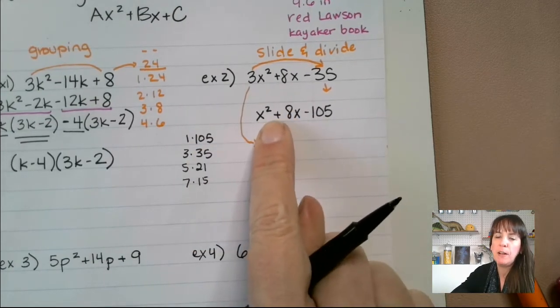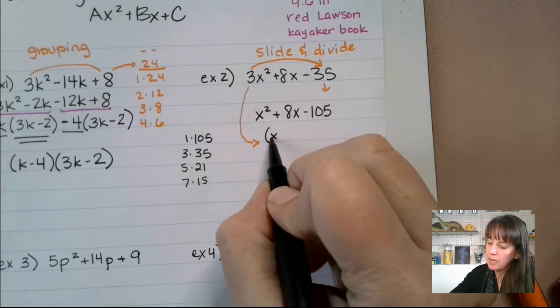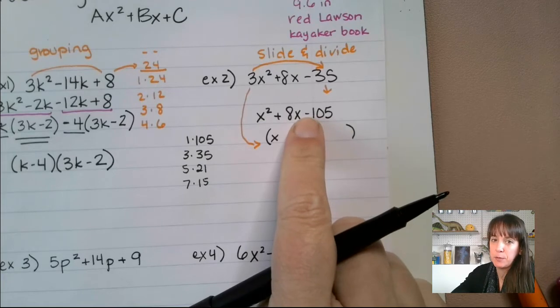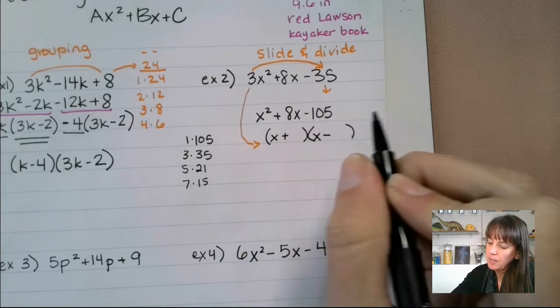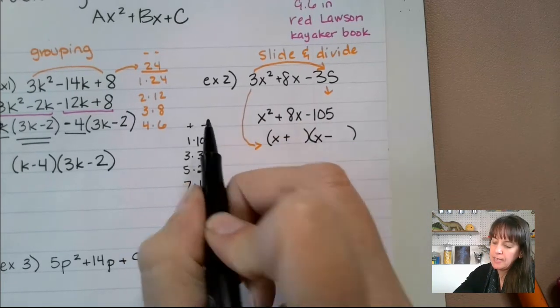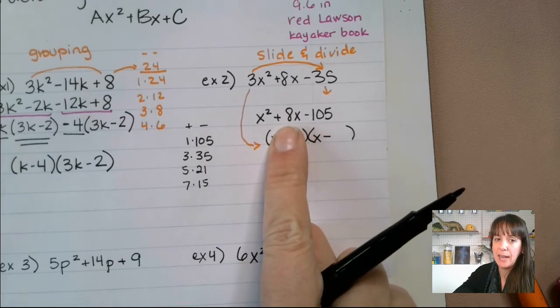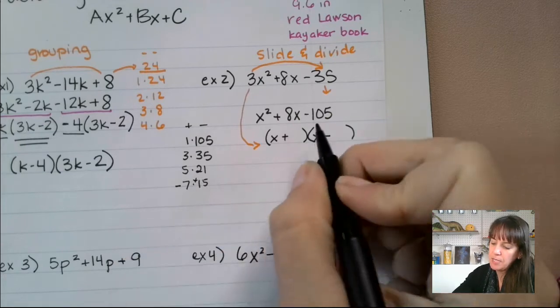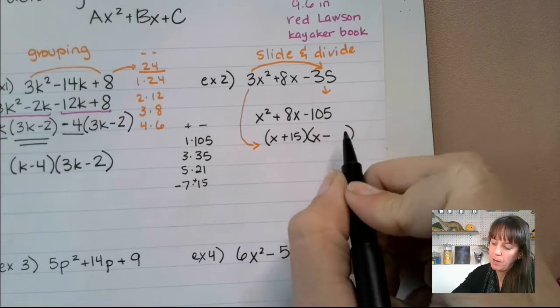So we're gonna factor this thing just like we normally would. So we're gonna say x, and put our bubbles, our x's. This tells us different signs. So plus, minus. I need a positive and a negative that gives me positive 8. Well, if I do a negative 7 and a positive 15, that will give me a positive 8.